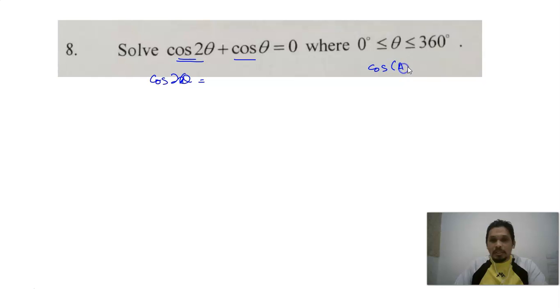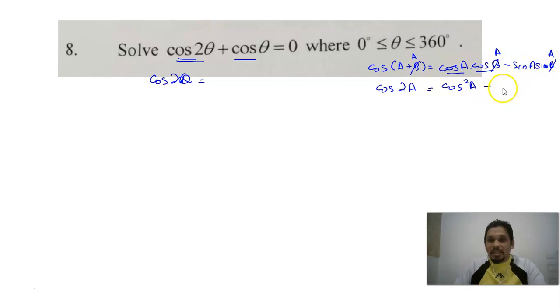Cos(A plus B) equal to cos A cos B minus sin A sin B. So cos 2A, if we change this AB into A and also A, so A plus A equal to 2A. So cos 2A equal to cos A multiplied with cos A, so then it becomes cos square A minus sin A multiplied with sin A, sin square A.